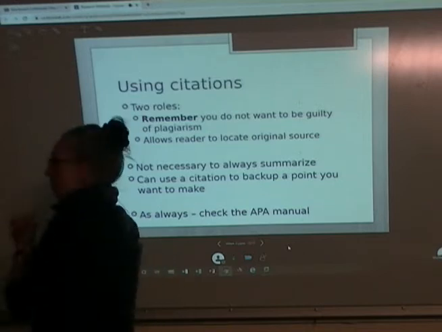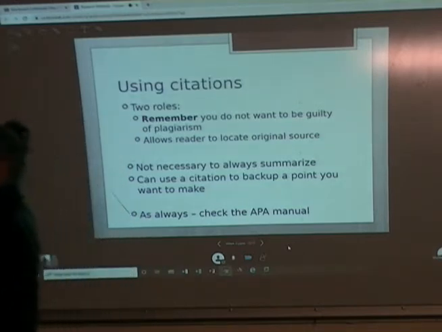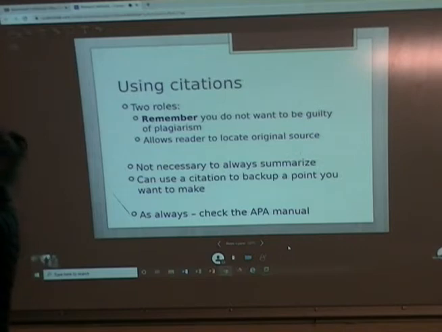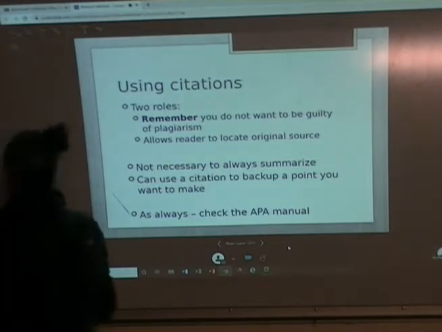All right? So I'm not always summarizing. Sometimes I'm just putting the author and the year in parentheses to support a statement that I make. The reader can go to the reference list, find that paper, go read that paper if they want to. Okay?